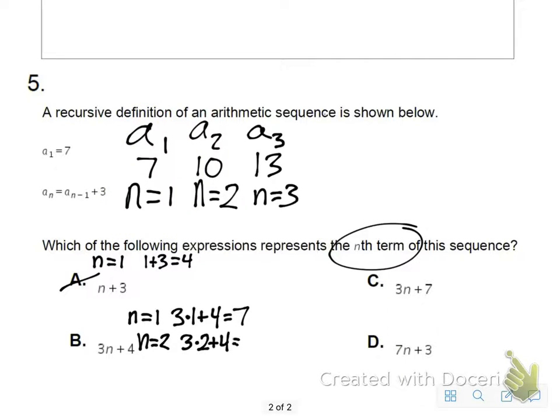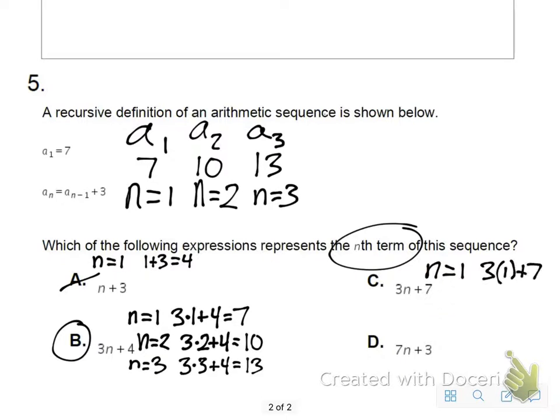Let's check when n equals 2. You are plugging in 2 for n into this expression, and when you do that, 3 times 2 is 6, and 6 plus 4 is 10. 10 is the second term in the sequence, and you plugged in n equals 2. Likewise, if you plug in 3 for n, the third term in the sequence, we would expect to get 13. 3 times 3 is 9, and 9 plus 4 is 13. Choice B is the correct answer.